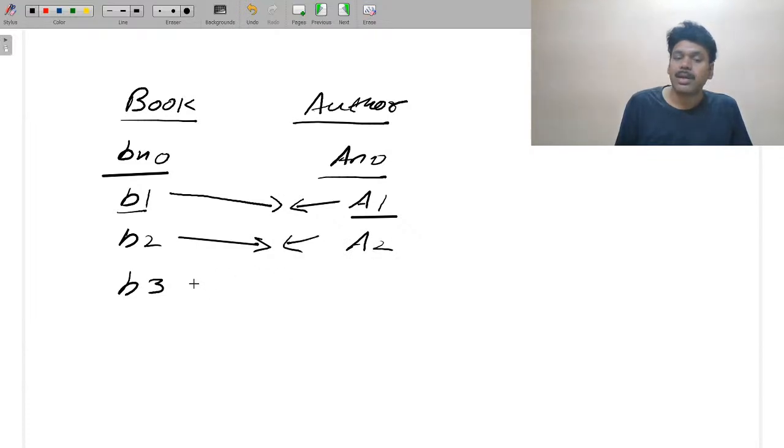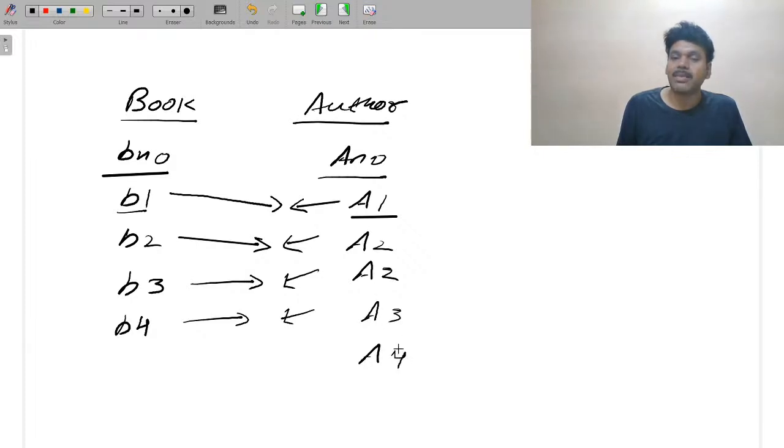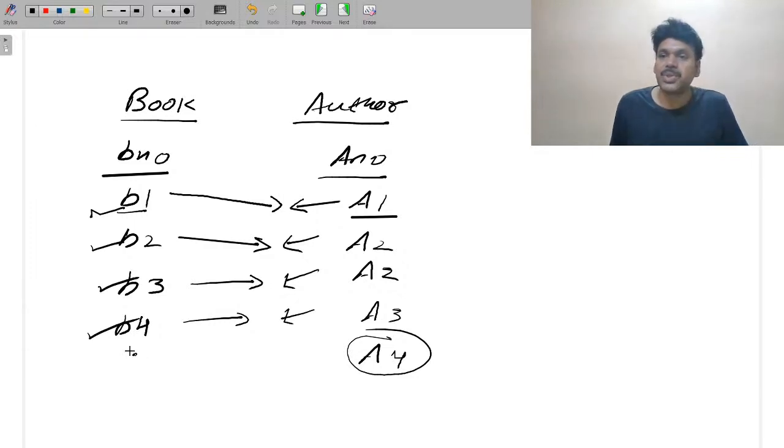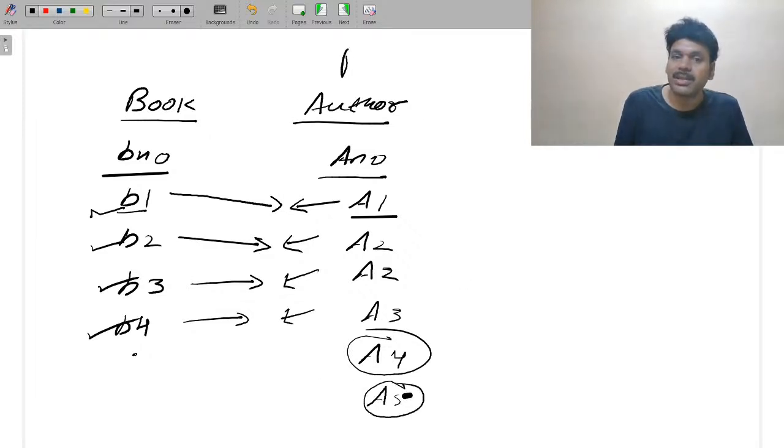For example, book 3 is written by A2 once again. And book 4, I am saying there is author A3. Author A4 is also available. So A4 does not have any mappings here, but B1 has a mapping, B2 has a mapping, B3 has a mapping, B4 has a mapping. Wherever you insert a book, that book must be associated with an author. But here, there are some authors who are idle, not yet started writing books. Hence here, author is partial, book is total.